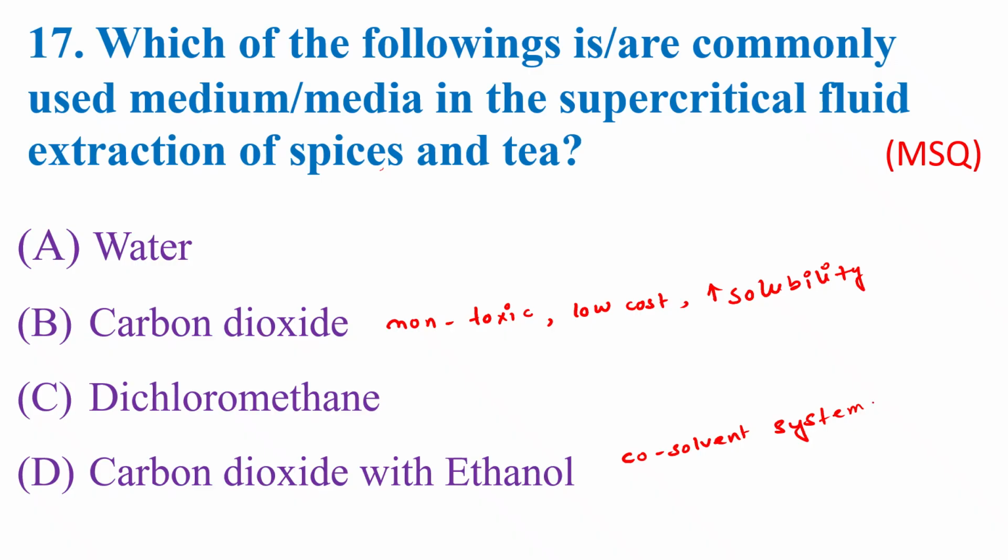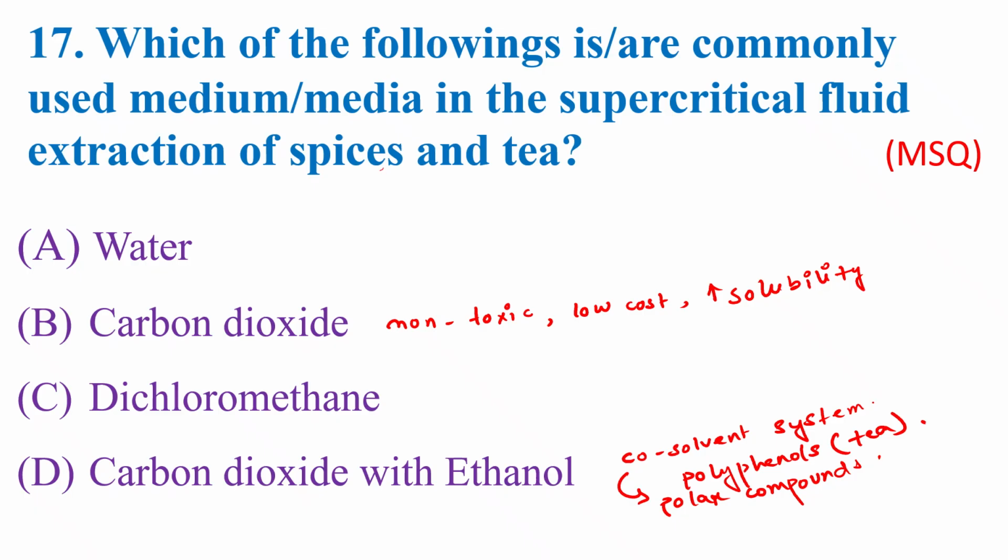That means ethanol will enhance the polarity. It is basically used for polar compounds, that is polyphenols. Example, it is present in tea, basically for polar compounds. And water is used in subcritical water extraction.